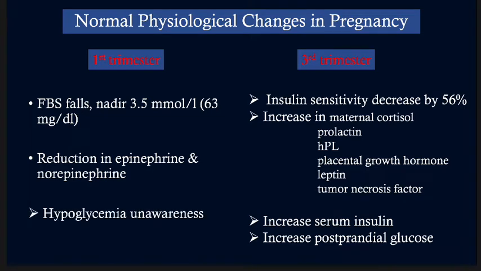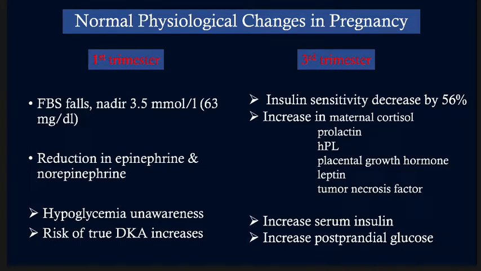So normally in first trimester, fasting blood sugar falls with a nadir of 3.5, so it's lower than in the non-pregnant state, and we have reduction in epinephrine and norepinephrine. In third trimester, on the other side, we start to see less insulin sensitivity and more resistance, because sensitivity decreases by almost 56%. So why do we have increased insulin resistance in second and especially in third trimester?